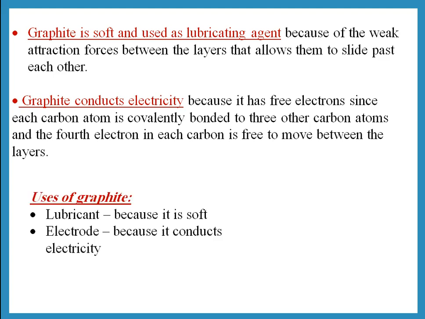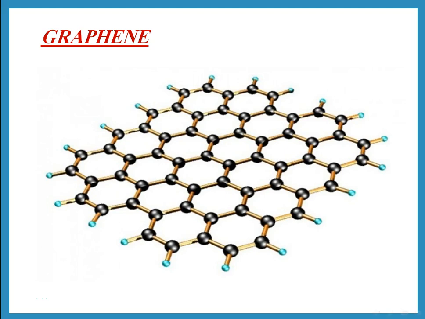What do we use graphite for? We use it as a lubricant because it is soft and we use it also in electrodes. If you remember when we talked about electrolysis in the O-level course, we use it as electrode because it conducts electricity. Graphene is a form of graphite, but it's only one layer of graphite.